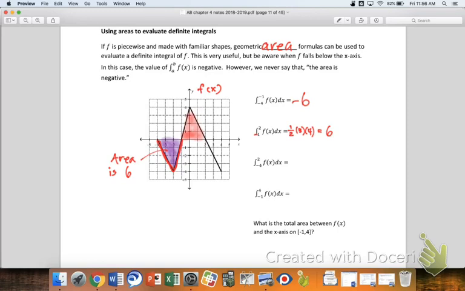So up above, I throw this caution out and say, hey, this whole geometry thing is very useful, but be aware that when f falls below the x-axis, that integral from a to b will be negative. We're not saying that the area is negative, because area is always non-negative, right? Area is 6 right there. But the definite integral is going to accumulate negatives and therefore give you a negative answer. Does that make sense? Area is useful, but you've got to be careful. When the region you're talking about is below the x-axis, the answer better be negative, right?